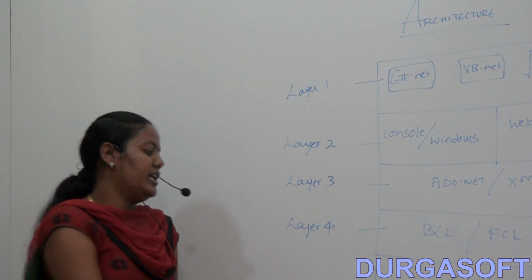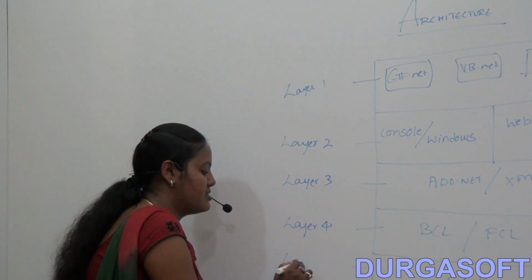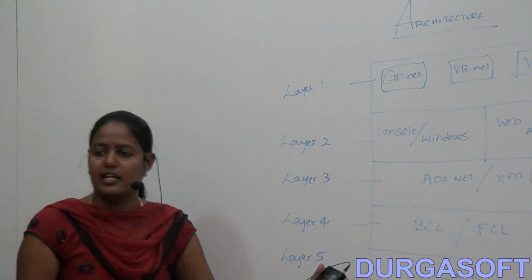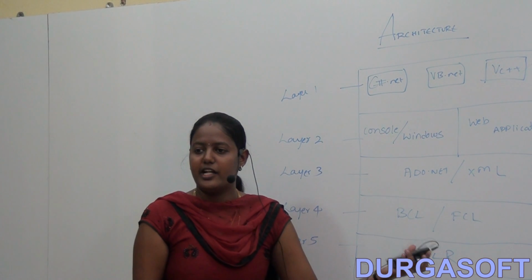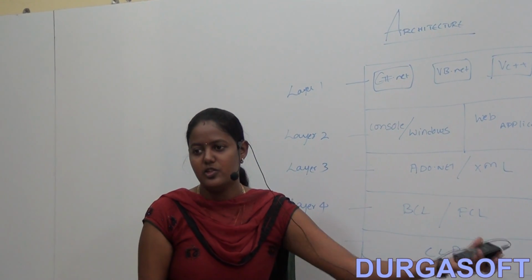And next one is layer 5. Layer 5 is the CLR, Common Language Runtime. Here CLR is the runtime execution engine of our .NET.